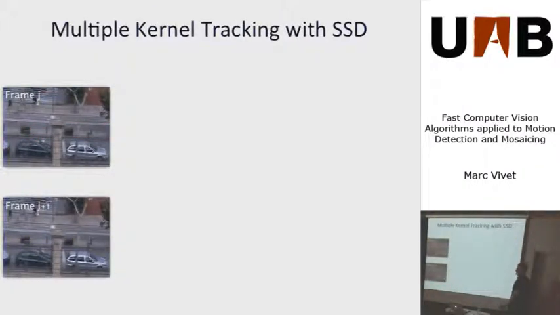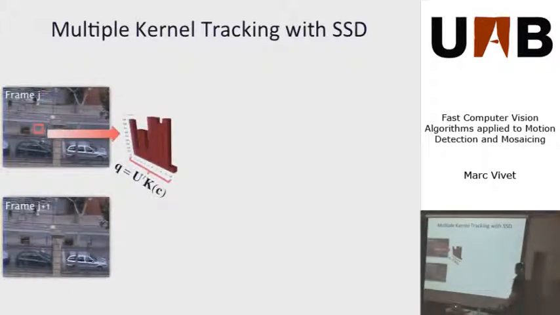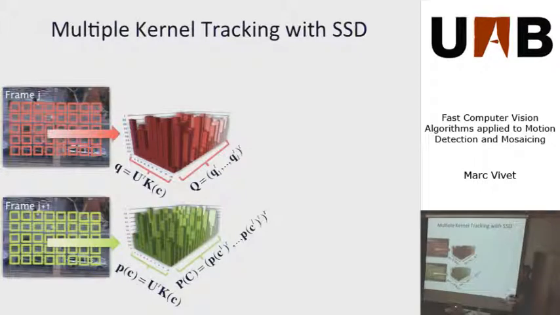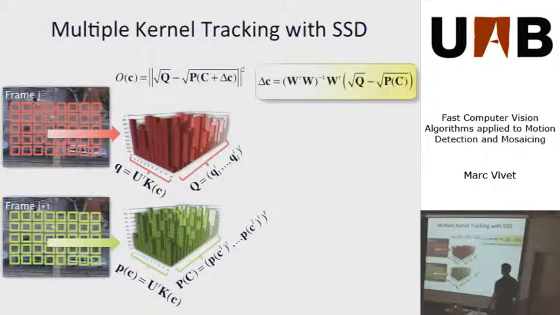So in the case of multiple kernel tracking, instead of generating a histogram of one single region, we generate multiple regions along all the image, and then we concatenate all the histograms into a single vector. We do the same in the frame that we want to align, and then now the objective function that we want to minimize is the difference between these two big vectors. But the increment is common to all the regions.